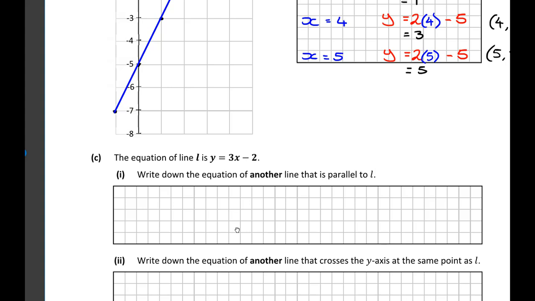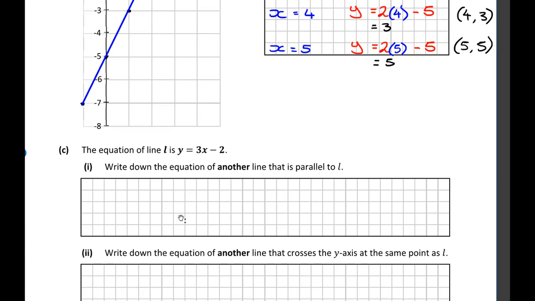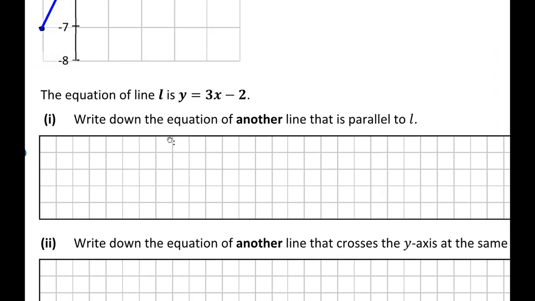Now here, they said, here's the equation of a different line, L. Write down the equation of another line that's parallel to L. Parallel to L. So if it's parallel, it means the slope is the same, right? Same slope.